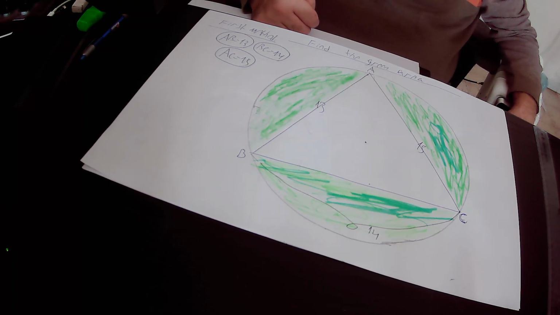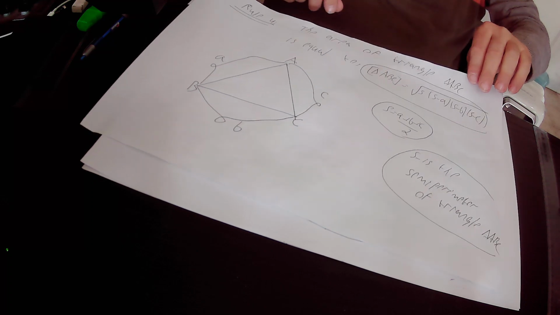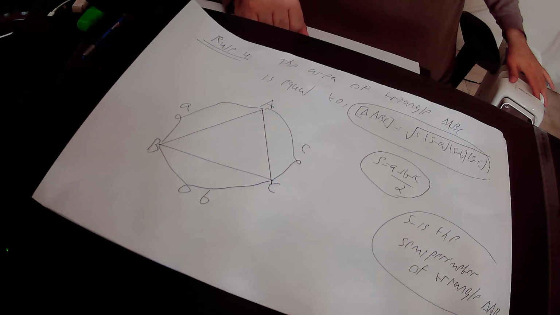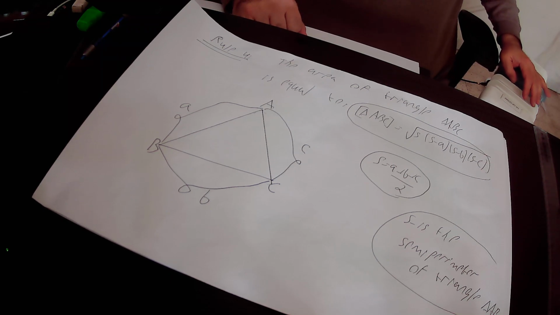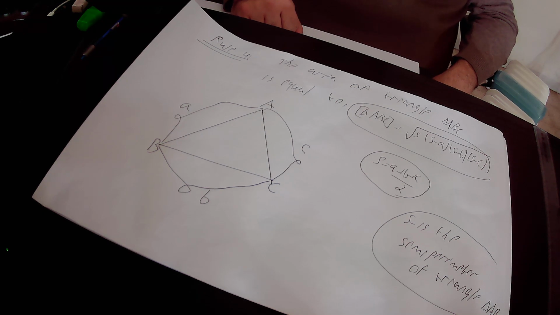Okay? So first of all, I will present to you a new rule, and we will implement the new rule in our drawing. Actually, rule number 4. According to rule number 4, the area of triangle ABC is equal to the square root of S times S minus A times S minus B times S minus C.